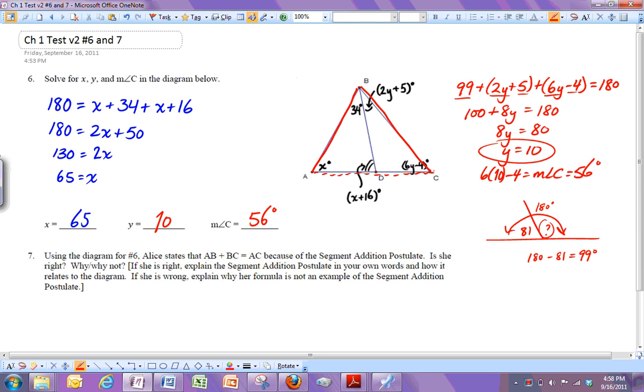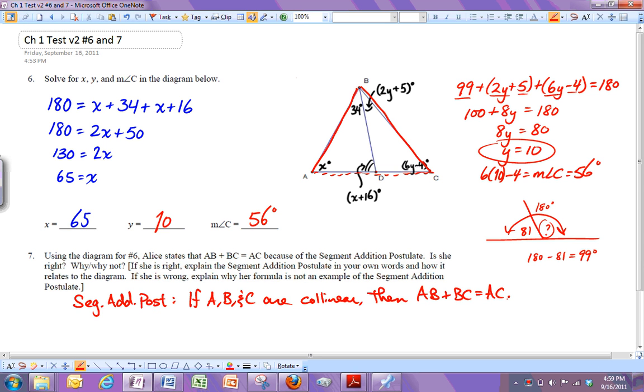Right? Well, a lot of people had kind of correct answers on this one, but didn't quite explain it properly. So let's think about this. The segment addition postulate says this. It says if A, B, and C are collinear, then AB plus BC equals AC. Okay, so this is the segment addition postulate. Alice didn't really say it wrong, but she forgot about this part. If they're collinear, right? So if they're collinear, then you can say this.